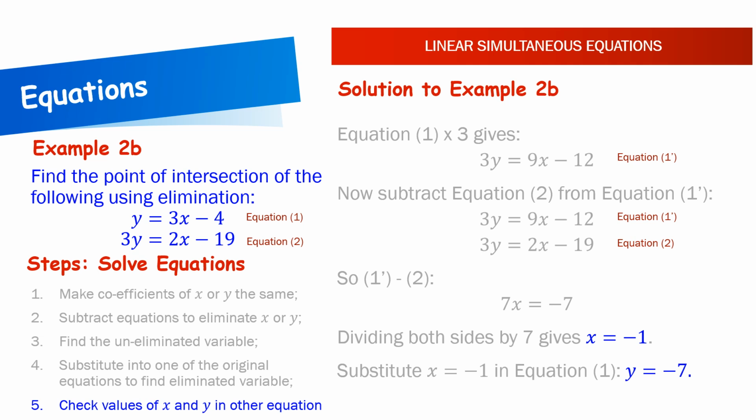Finally, check that the values of x and y are correct in the other equation. So let's substitute these values in equation 2. Substituting x equals minus 1 and y equals minus 7 in the equation gives 3 times minus 7 equals 2 times minus 1 minus 19. Indeed, both sides are therefore equal. Left-hand side equals right-hand side equals minus 21.